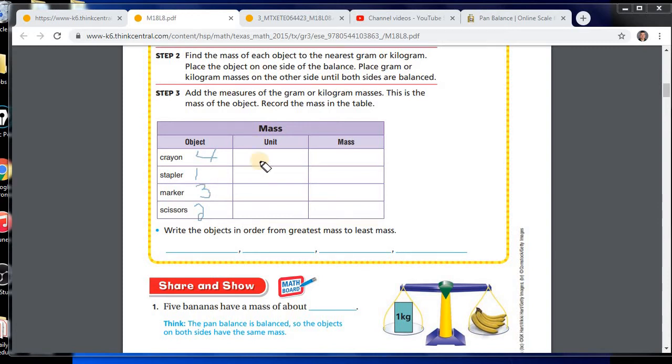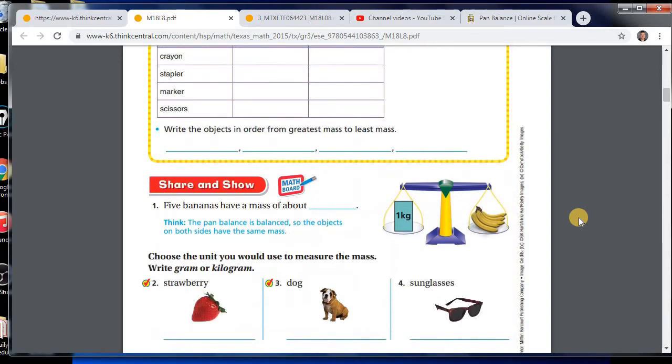And of course, if we're in the classroom, we'd be able to use the pan balance and we'd get more data right here. We'd get the actual weight in grams. If you do happen to have a pan balance at home, be sure to use that one. If you don't, you can play with the virtual one and we can take a logical guess.